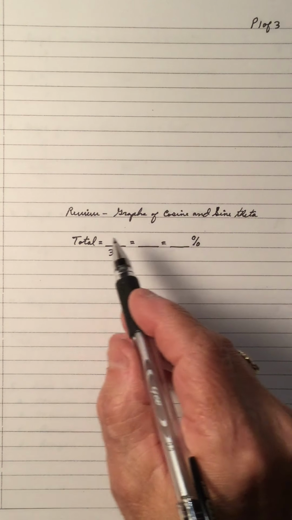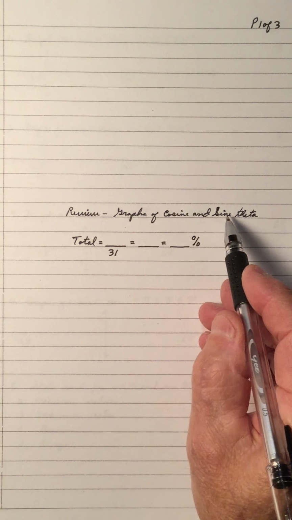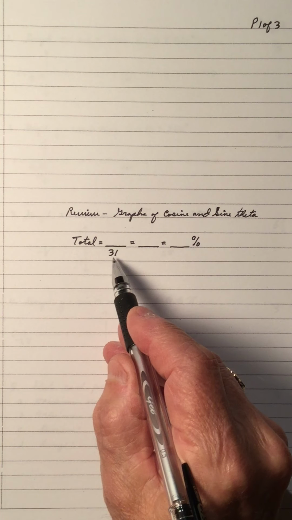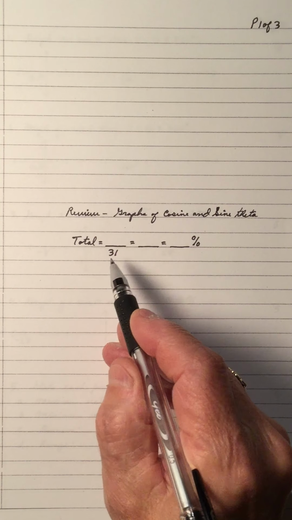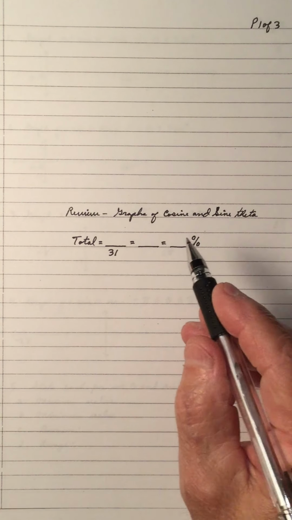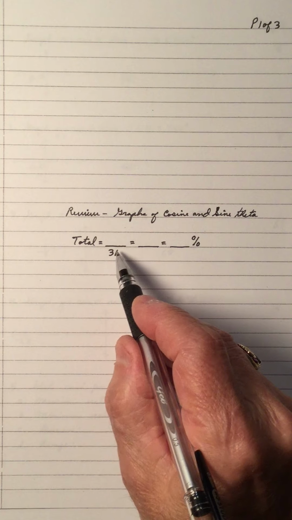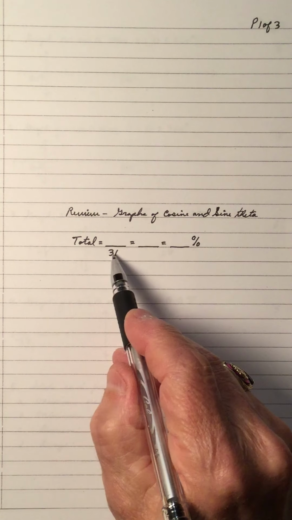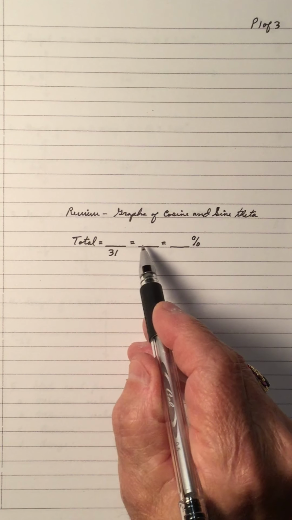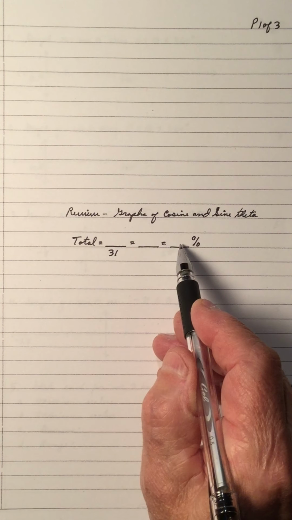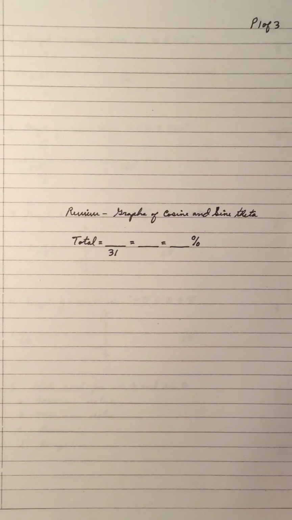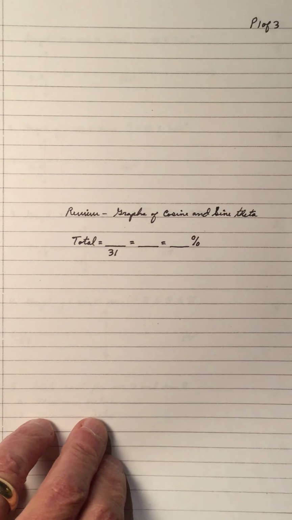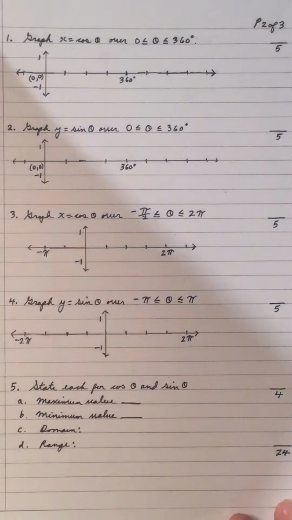As in previous reviews, this review can be treated as a quiz, where the total is marked at 31. When you get all your questions done, you add up your marks from the bottom of each page, put the total over 31, divide 31 into the numerator to get a decimal, and move it 2 places to the right to get your percent, showing how well you know how to graph cosine and sine. Let's start.